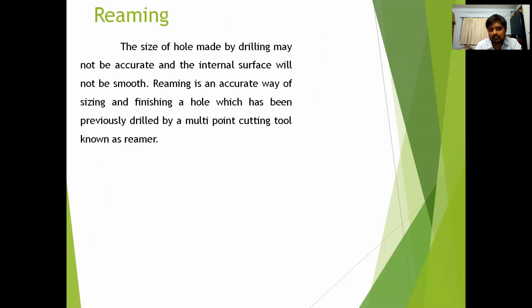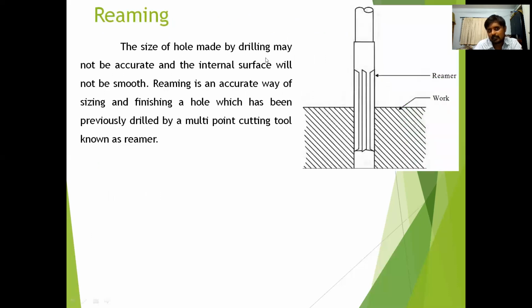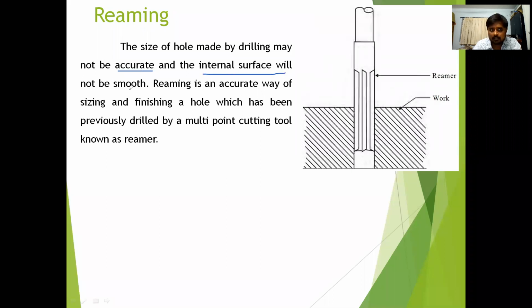Reaming. The size of the hole made by drilling may not be accurate and the internal surface will not be smooth. So the holes obtained by the drilling operation are not accurate and the internal surfaces are not very smooth. If you want to get an accurate size and a smooth finish, we are going to use the reaming operation.